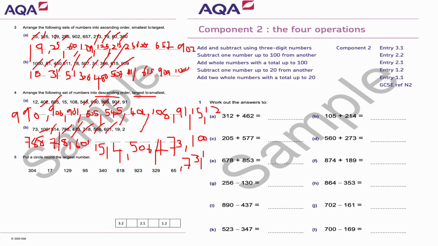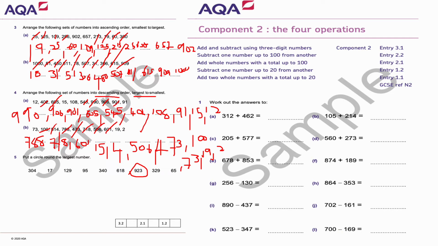Okay, 19 and 2. Okay, sorry if I've gone a bit off here, but hopefully you can see that. Okay, this is question number 5, guys. Put a circle around the largest number. So the largest number that I can see is 923. Okay, that has the biggest hundreds. So number in the hundreds column.